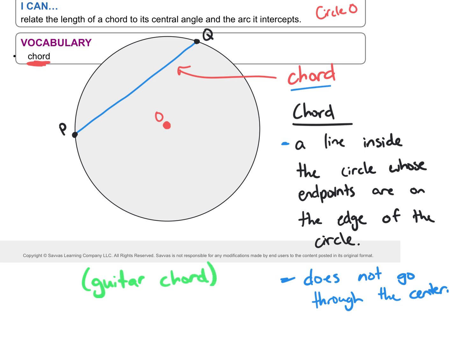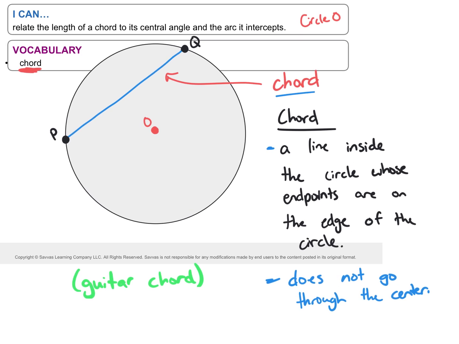The reason for that is we're going to learn another vocab term of a line next week, and I know you're going to get them confused. So for a chord, endpoints are on the circle, so you know that this line is pulled tight between those two endpoints. Using that as just a little example to compare to.